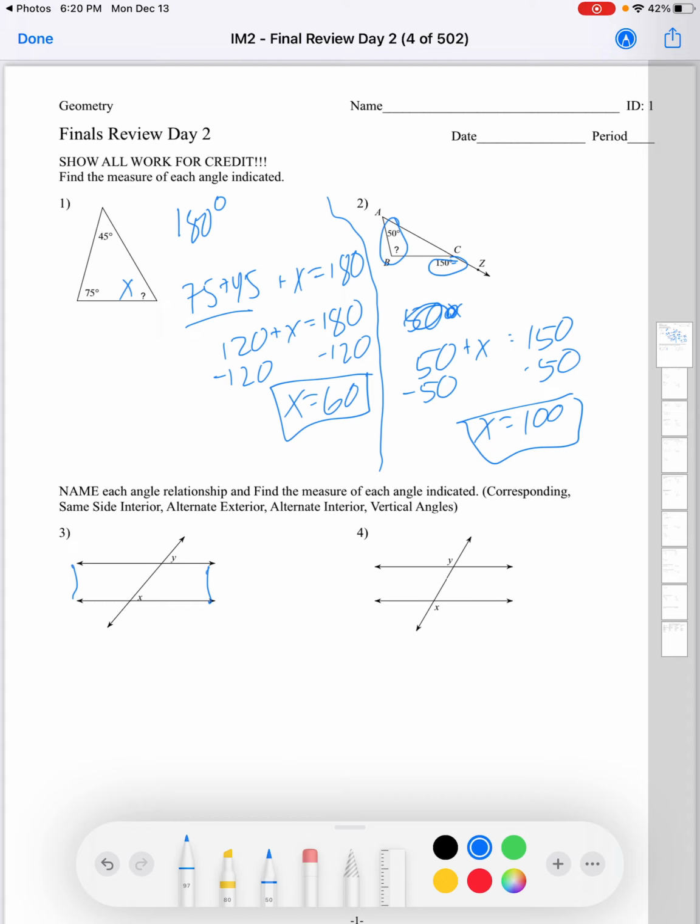Okay, draw our house here. These are corresponding angles. Remember, that's a hard one for people to recognize. One inside the house, one outside the house, same side of the fence. Draw our house. These are both outside. They're exterior, and they are alternating sides of our fence.